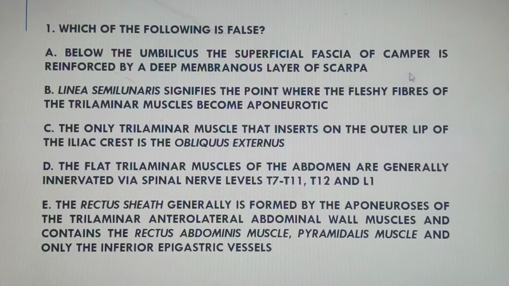So remember, if the question says yes, normally we expect that superficial fascia is made up of a single layer, except below the umbilicus. So please get to know that.